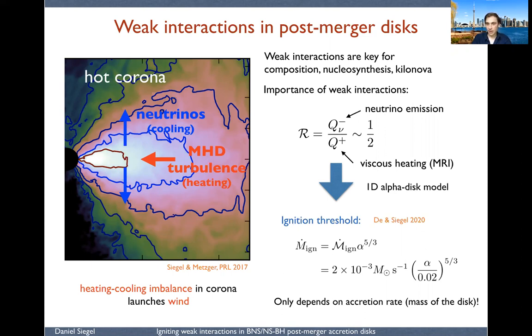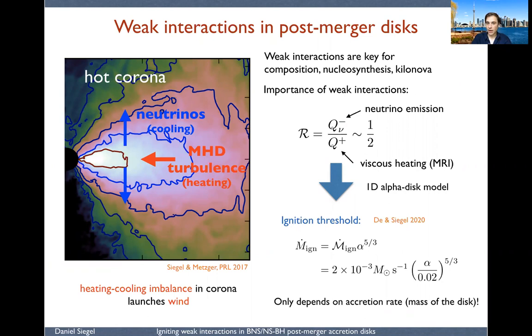Assuming a simple 1D alpha disk model, you can translate that analytically, and you'll see the calculation in the upcoming paper, into a condition on the accretion rate in the post-merger accretion disk. It is proportional to the alpha viscosity to the power of 5/3, and has a coefficient that depends on the black hole mass and spin. But that's really all it is.